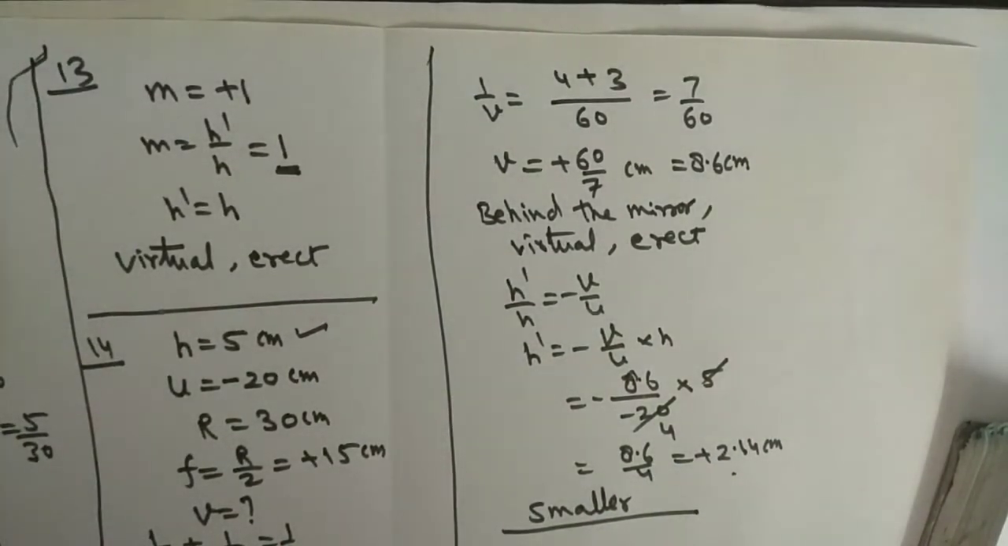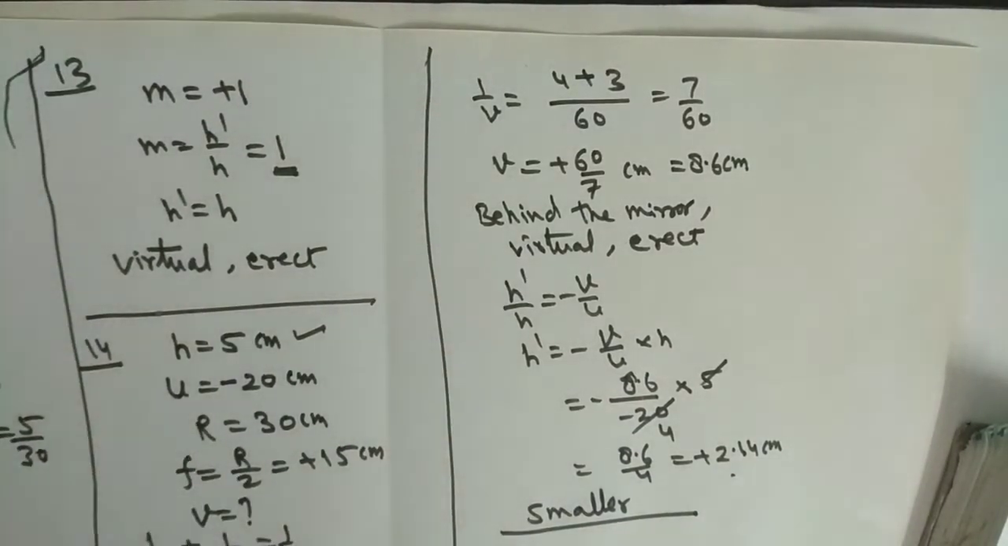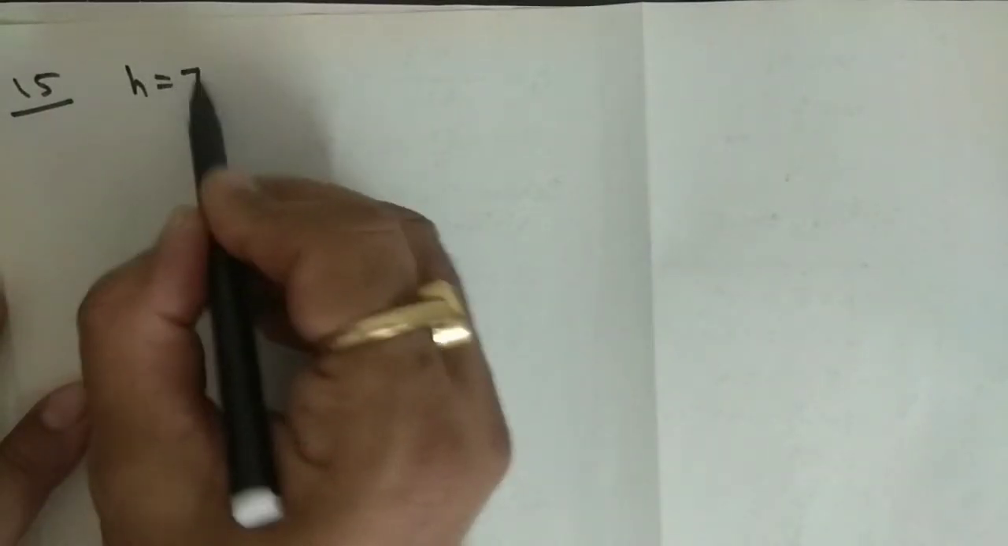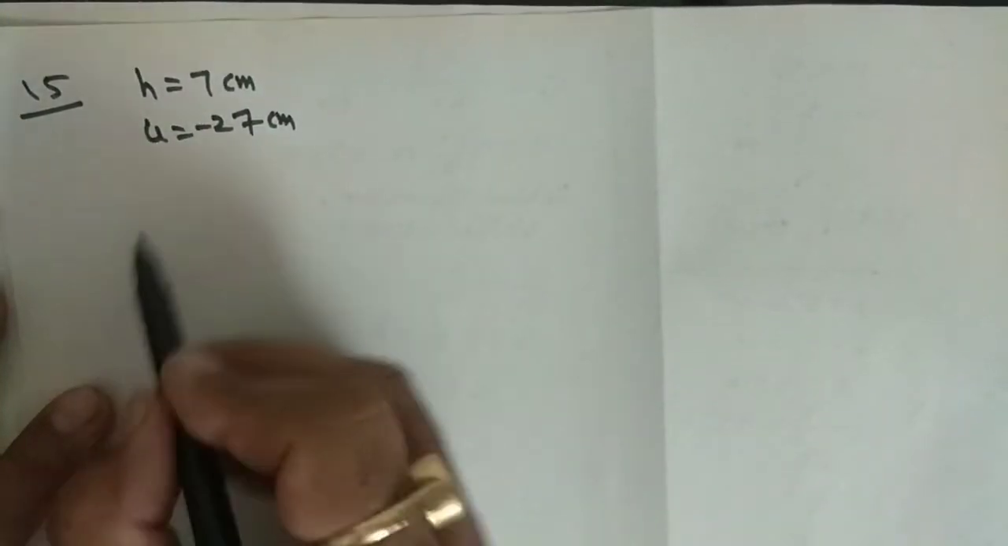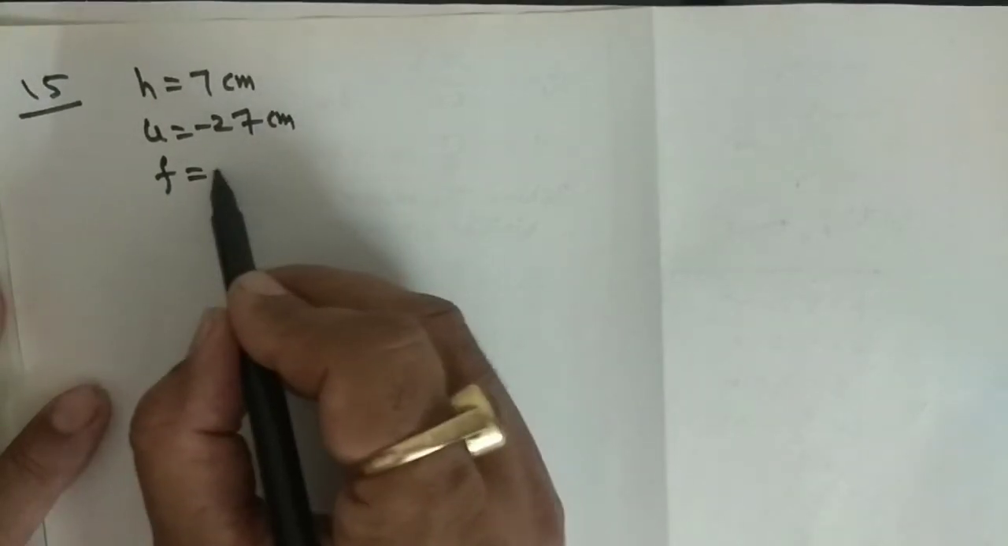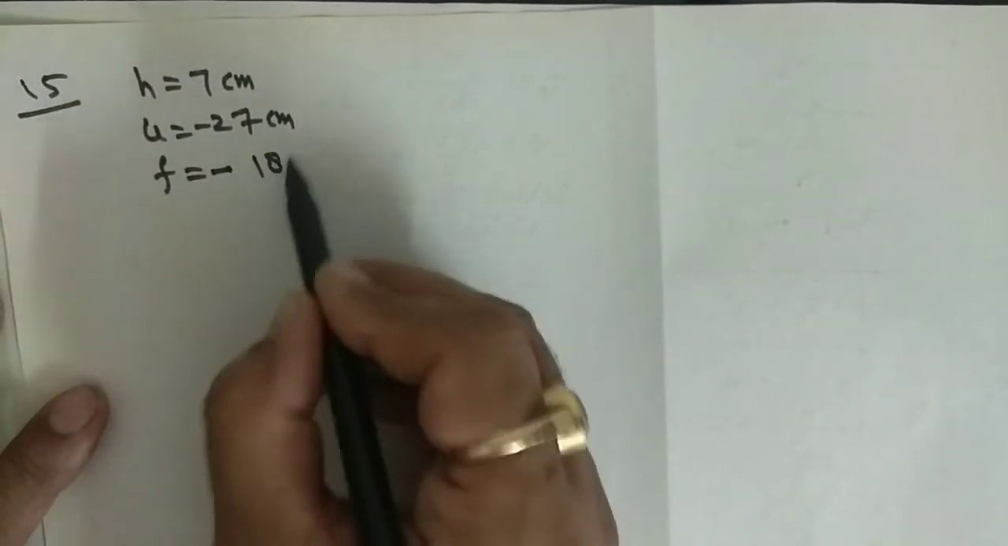Now come to question number 15. Okay, I am taking question number 15. Just pay attention. Question number 15 says an object of size 7 centimeter, that is h is equal to 7 centimeter, placed at 27 centimeter in front of a concave mirror. Remember, it is the concave mirror. So u is equal to minus 27 centimeter. Focal length is given 18 centimeter. Since it is concave, so put the negative, it is minus 18 centimeter.